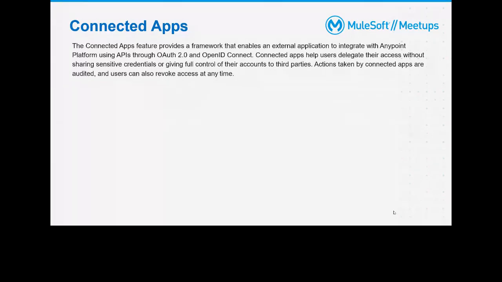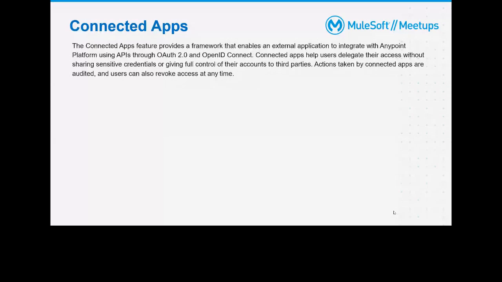So basically, if you have an Anypoint Platform username and password, anybody can log into your Anypoint Platform. With a connected app, whenever you create the connected app in Anypoint Platform, it provides a client ID and a client secret, which cannot be used to log into your Anypoint Platform, but can be used to access the resources within Anypoint Platform.